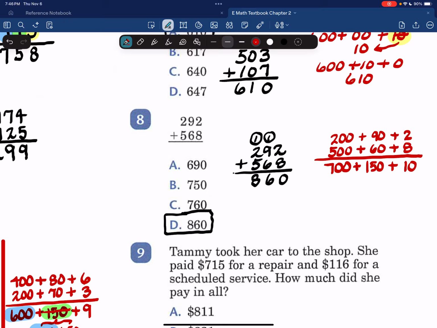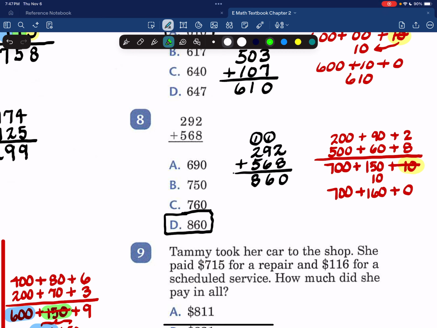So I have some regrouping, moving around to do. This 10, first of all, can move to the tens column. So I'm going to take it off here and move it here. And that leaves me with 160 in this column and 700 in that column and none in this column.